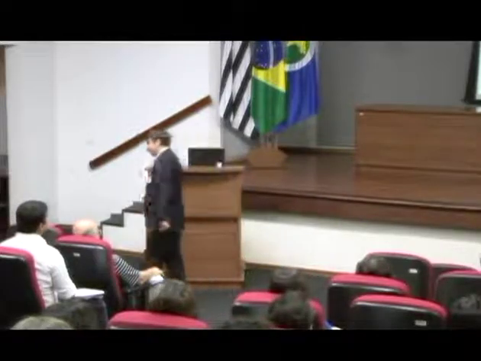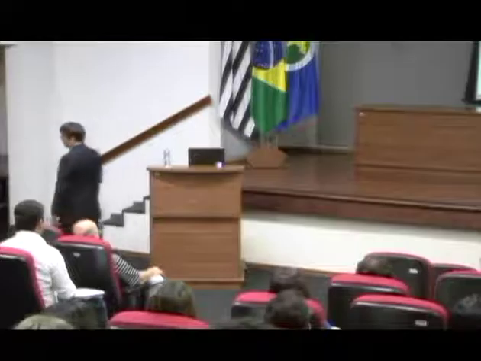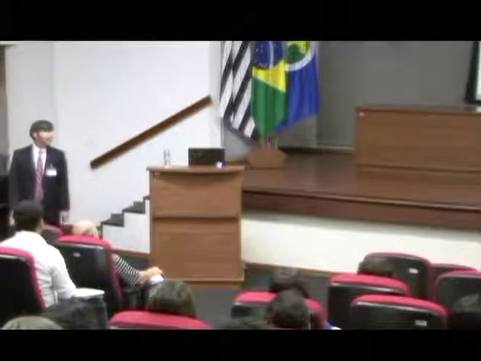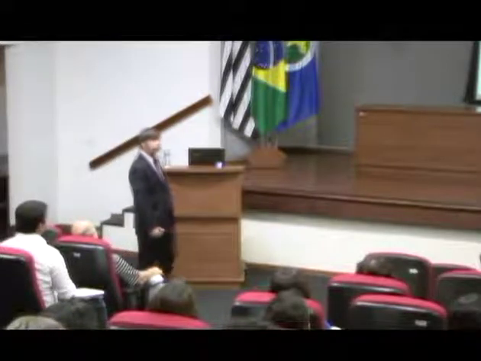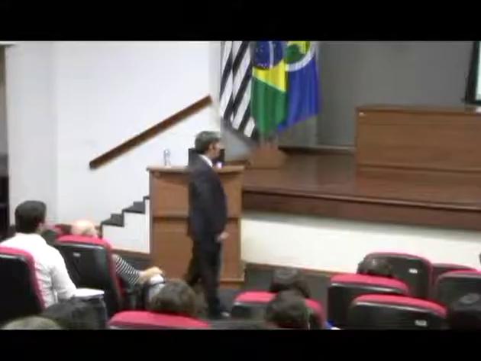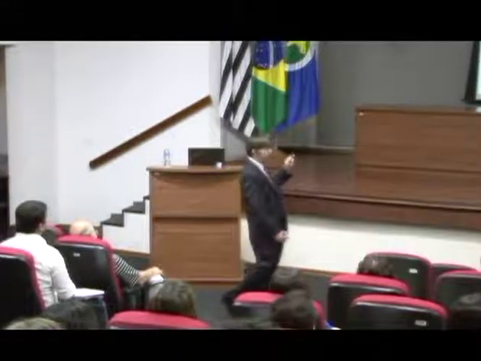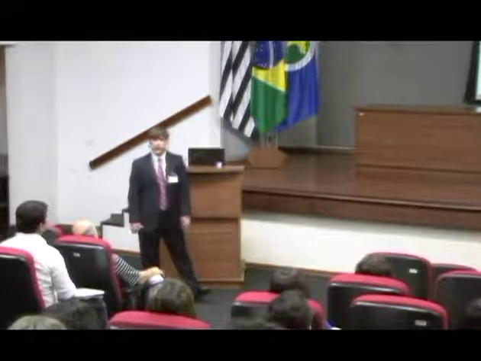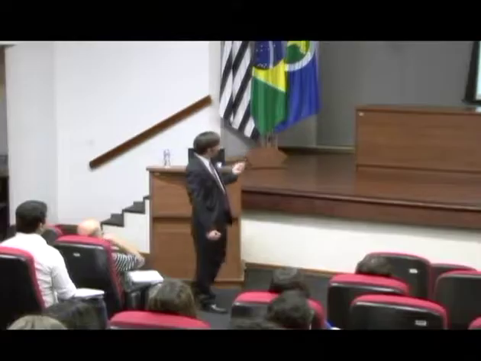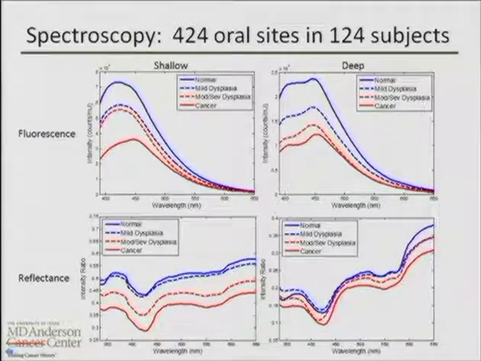So now I'm going to go on and talk about some translational clinical studies that we have done or have in progress. This is a study of spectroscopy in 124 subjects, and this is the point probe spectroscopy device that I showed earlier. And these are average spectra collected throughout the study. In the top row, you see fluorescence measurements, and in the bottom, reflectance measurements. These are from the probe channel that targets the shallow epithelium. These are from the probe channel that probes deeper into the stroma.